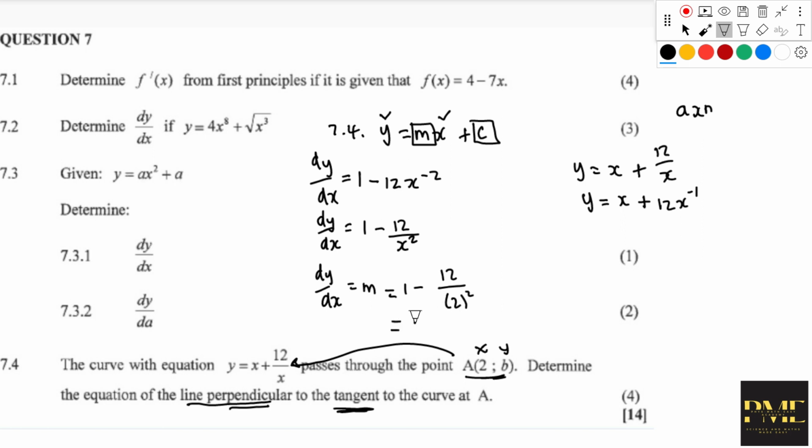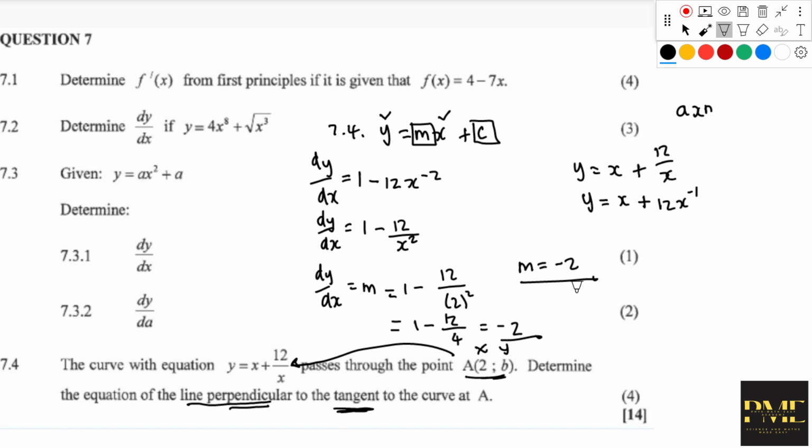So this will be equals to 1 minus 12 over 2 squared, which is 4. So therefore 12 divided by 4 is 3, and then 1 minus 3 gives us an answer of negative 2 respectively. Now this tells us that the tangent to this curve has a gradient of minus 2. However, they want the equation not of the tangent, but of the line perpendicular to this tangent.